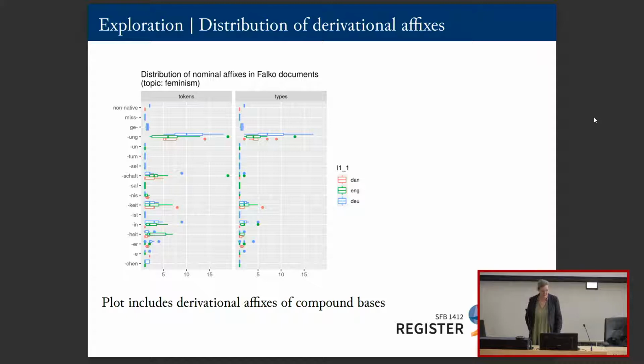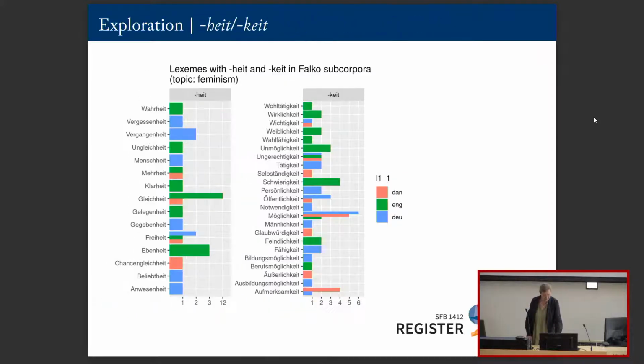Yeah? But in many of the other cases, you cannot even see a huge difference, and the types are very, very few. So we cannot do any calculations. I mean, we could do some calculations, but they would not be meaningful. Yeah? And then if you look at the types, again, you see that the L1 speakers of German use more different types, but not as much, and many of the types are used only once by any group.